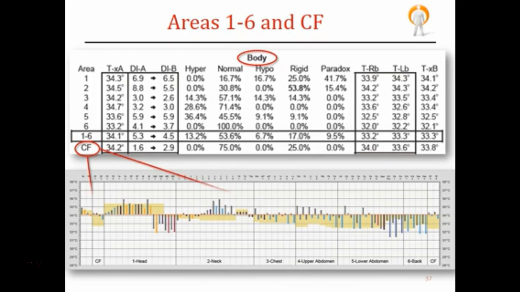The CF is an average of the cubital fossa points on the arms. The cubital fossa points are measured twice, and that's why there are two sets, CF1 and CF2, and CF3 and CF4.